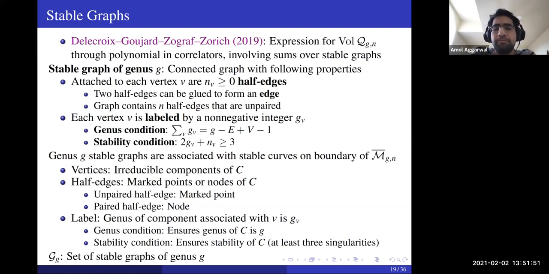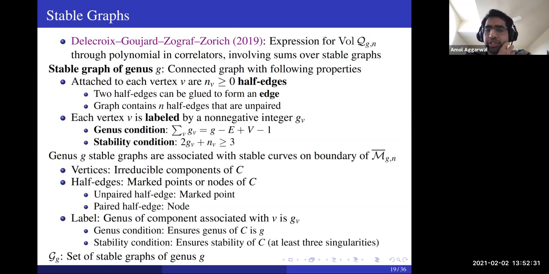Each vertex v is also labeled by a non-negative integer g of v. And this g of v satisfies a genus condition: the sum of the g of v is equal to the genus of the graph minus the number of edges plus the number of vertices minus one. And there is also the stability condition, which tells me that 2g of v plus n of v is at least 3. These are somewhat arbitrary combinatorial conditions. They're maybe a little bit more natural from the perspective of the moduli space of stable curves.